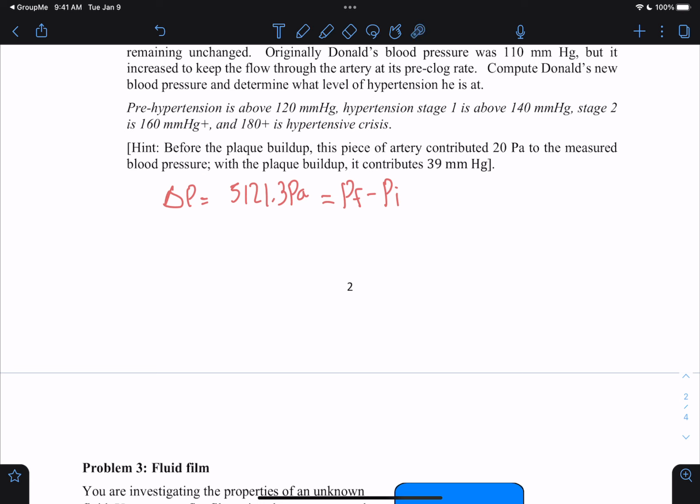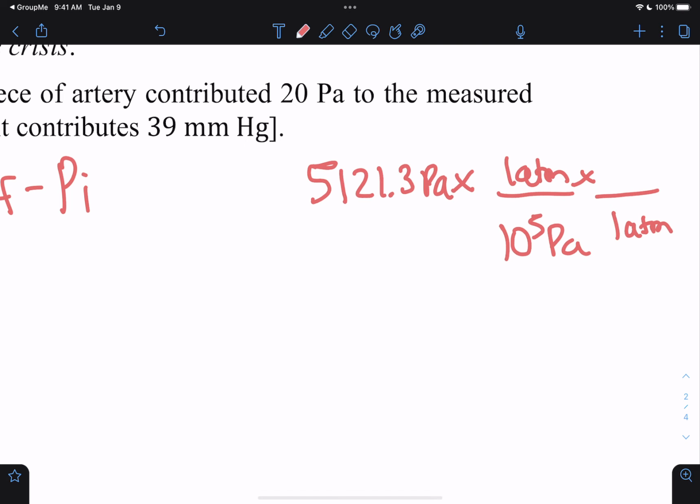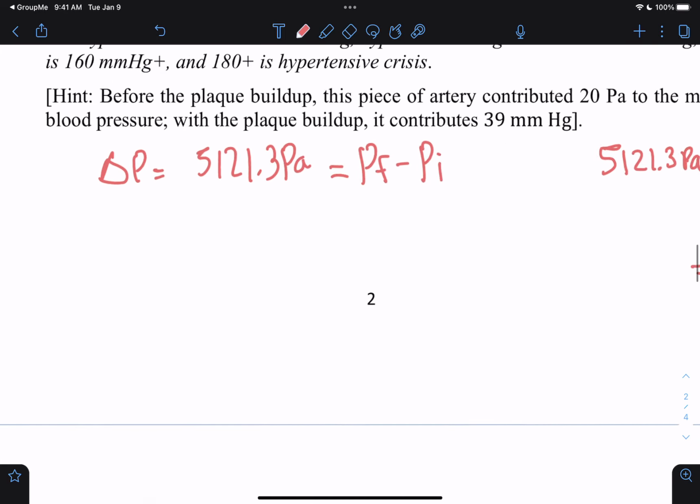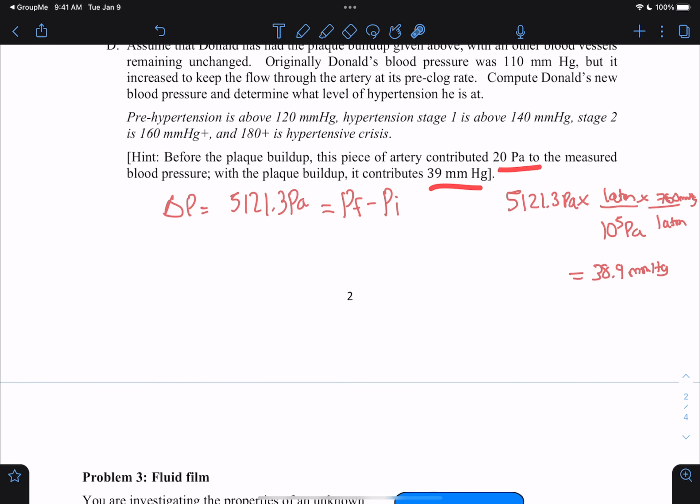Actually, hold up. I take it back. We don't actually even have to convert because they already kind of gave us this. It said the plaque buildup contributes 39 millimeters of mercury as our pressure drop. If we converted 5,121.3 pascals to millimeters of mercury, you should get like 38.9. They just made it easier. They already gave us the pressure drop in millimeters of mercury with the plaque buildup, because they said without it was 20 pascals, with it's 39. That's a lot easier on us.